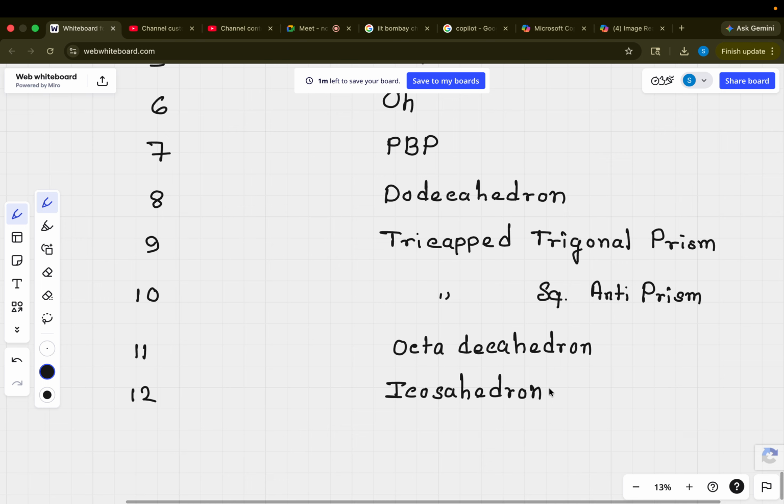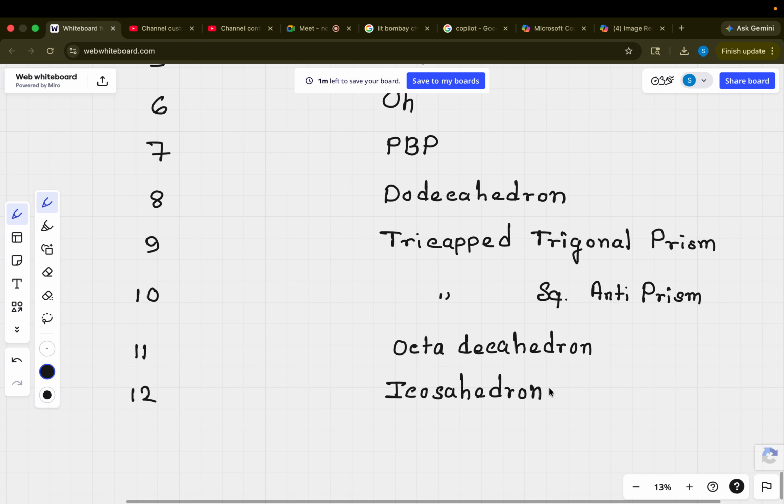So up to pentagonal bipyramidal all of you know. If it is 8, then it will be dodecahedron. If it is 9, then it will be tricapped trigonal prism. If it is 10, then it will be tricapped square antiprism. If it is 11, then it will be octadecahedron, and if it is 12, then it will be your icosahedron, okay.